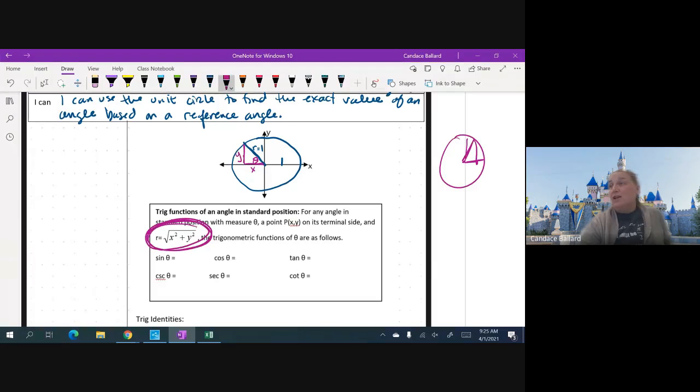Mrs. Ballard's, there we go, Annalisa, good job. Mrs. Ballard's favorite mathematician. It looks like the Pythagorean theorem, right? Because it's based on a right triangle. If I had just written it r squared equals x squared plus y squared, all we did was take the square root. It's totally the Pythagorean theorem right there, okay? So it's all interconnected.